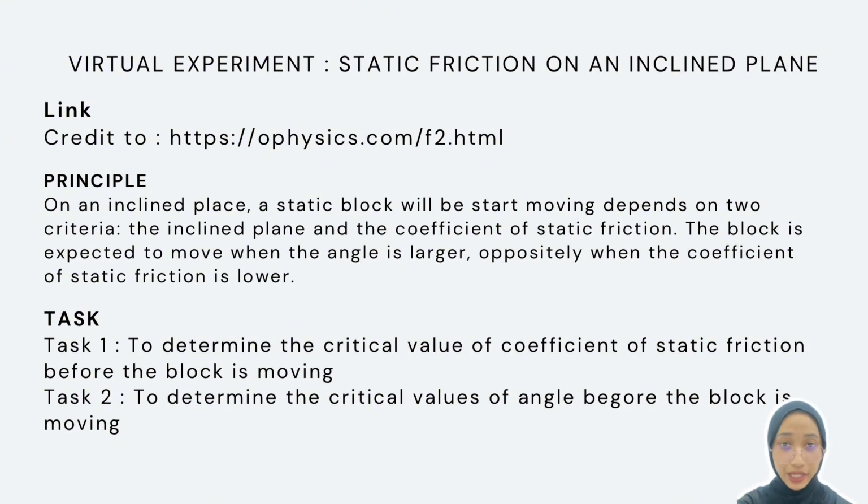On an inclined plane, a static block will start moving depending on two criteria, which are the angle of the inclined plane and the coefficient of static friction. The block is expected to move when the angle is larger, and oppositely, when the coefficient of static friction is lower.